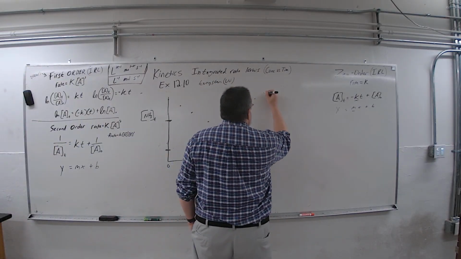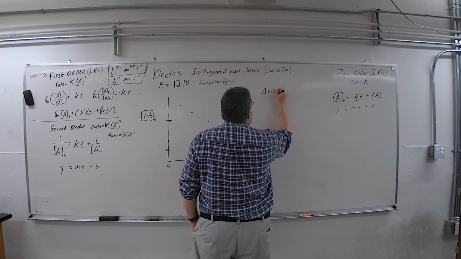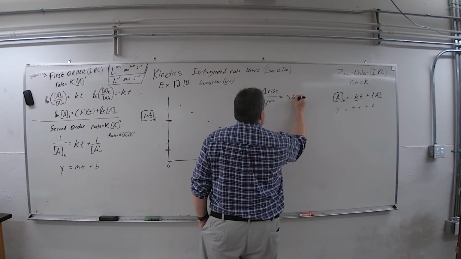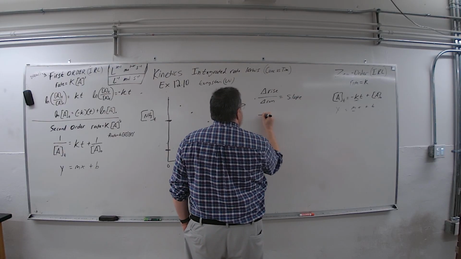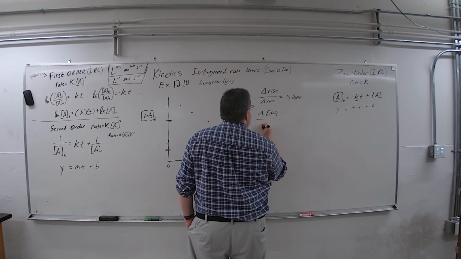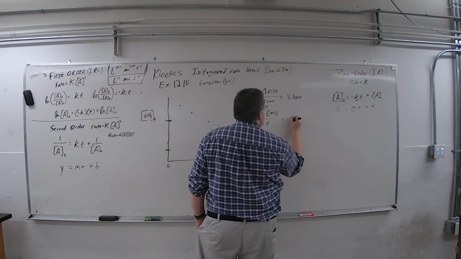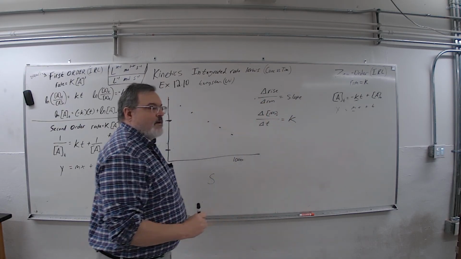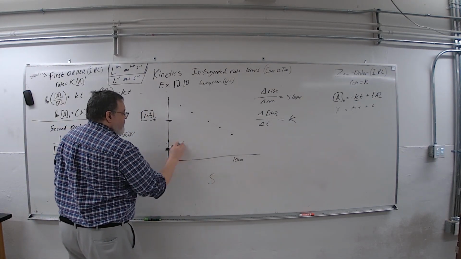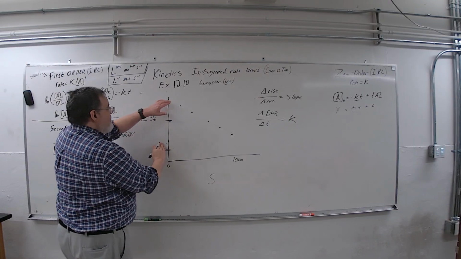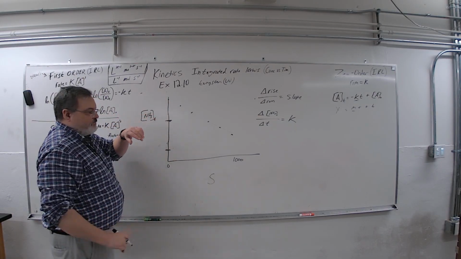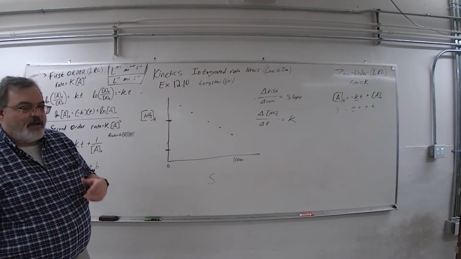Rise over run, I could just say delta rise equals slope. In our case, delta concentration of the NH3 over delta time equals K. And that's what I did. I did final minus initial, and final as best I could estimate it, minus initial as best I could estimate it. And the rest was just crunch the math.